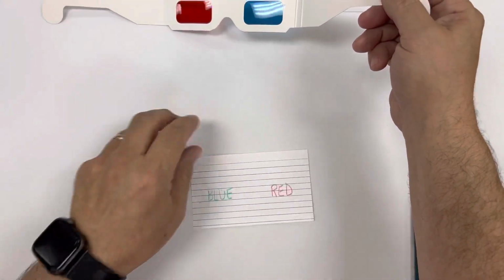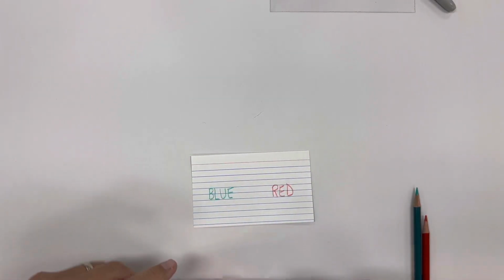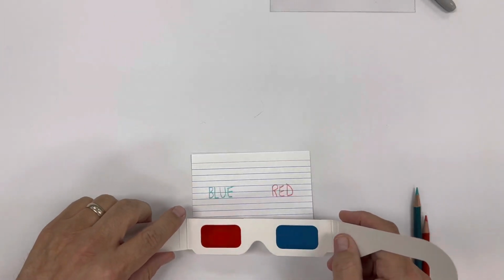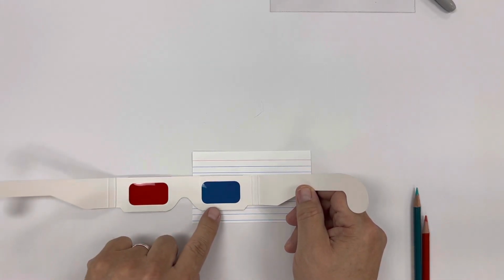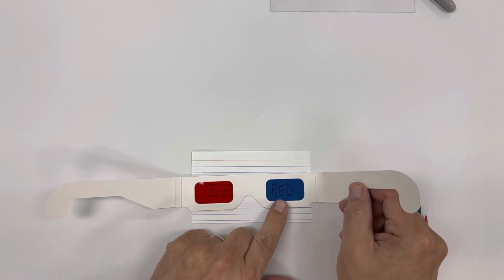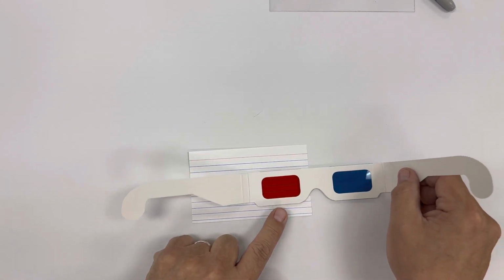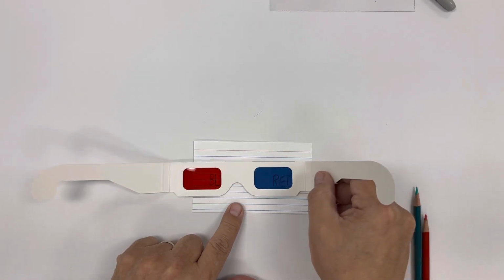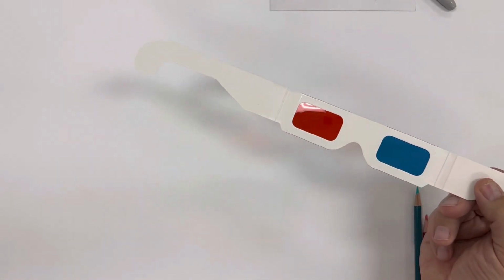So what we're looking at and paying attention to is that the blue side can still be seen through the red, but on the blue side it won't be seen. So it's filtering out half of the image. Same thing on the red side. We can see the word red through the blue lens, but on the red lens we can't. So it's acting like a filter. So we use this property to create our images.